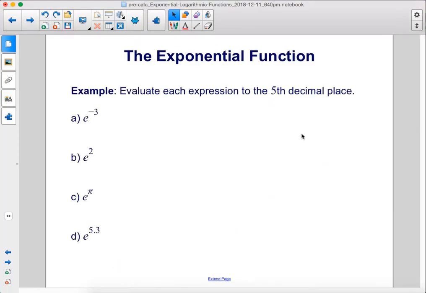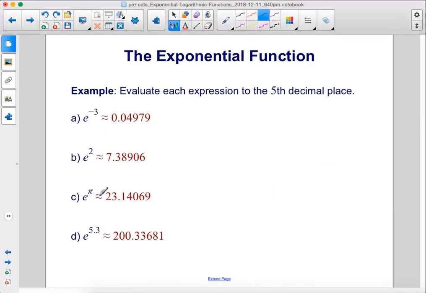Evaluate each expression to the 5th decimal place. You can just plug these into your calculator to evaluate them. E to the negative 3 power is 0.04979. E squared is about equal to 7.38906. E raised to the pi power, so this is 2.718 raised to 3.1415, is about equal to 23.14069. And then we have e to the 5.3 power equal to about 200.33681.